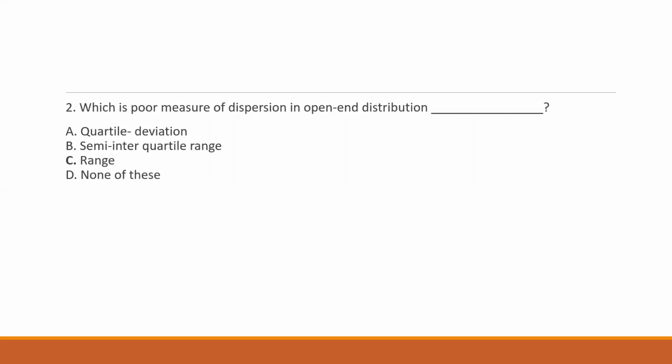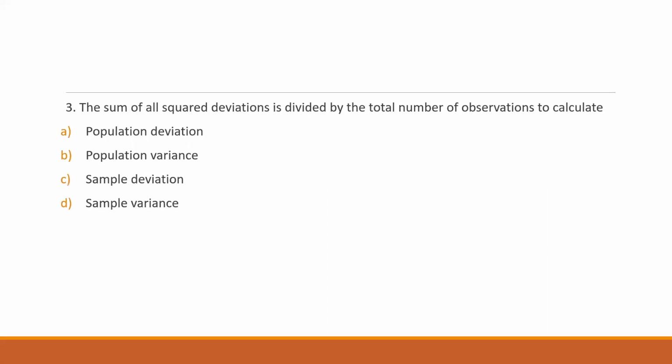Now, which is the poor measure of dispersion in an open-ended distribution? Quartile deviation, semi-interquartile range, or none of these? Range. Yes, range is a poor measure of dispersion whenever we have an open-ended distribution, because range is calculated by subtracting the smallest value from the largest value. So in an open-ended distribution, we cannot use range. It's a poor measure of dispersion.